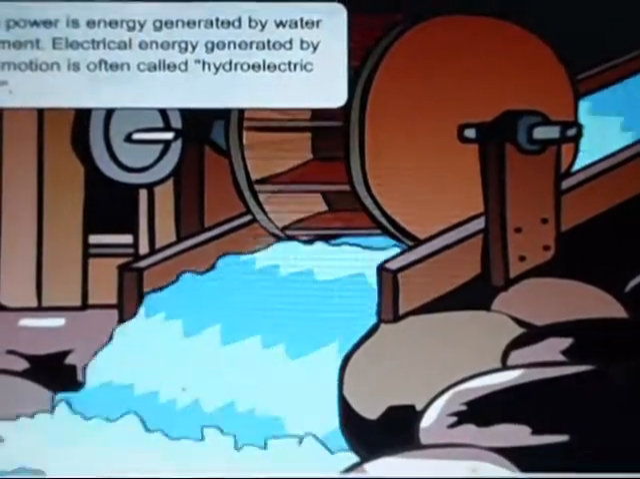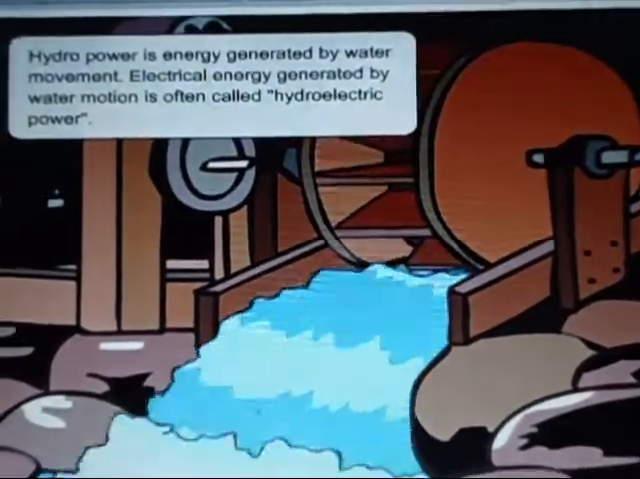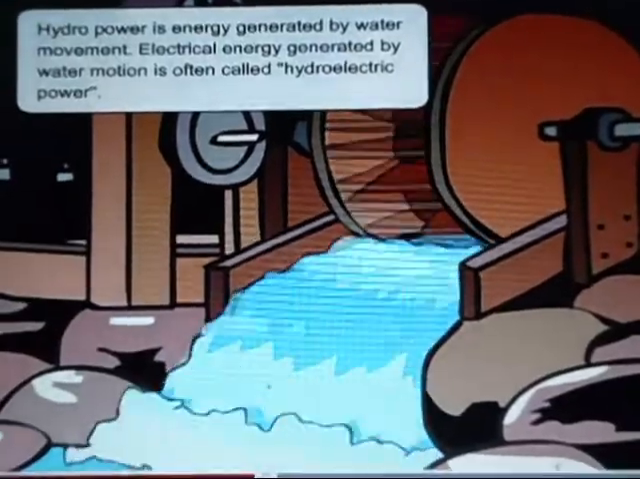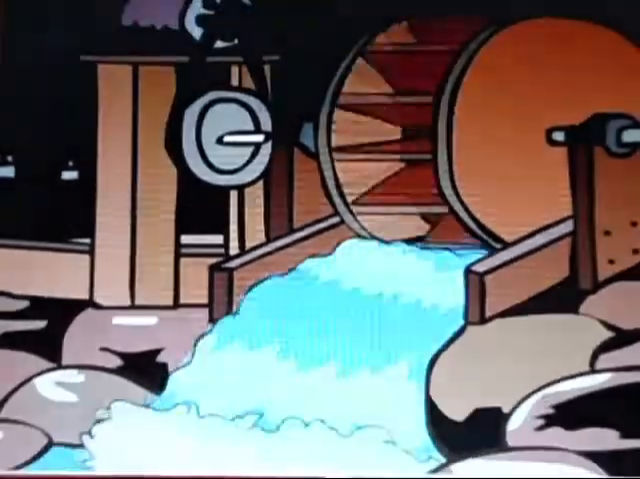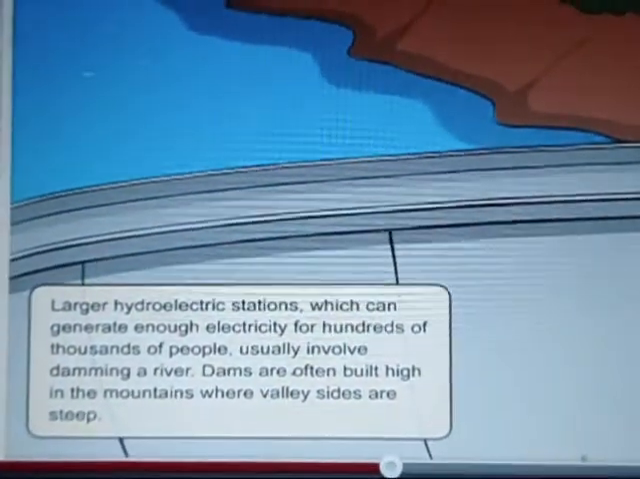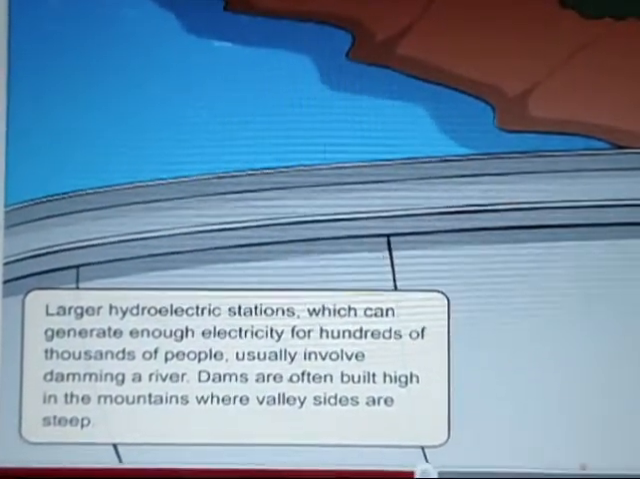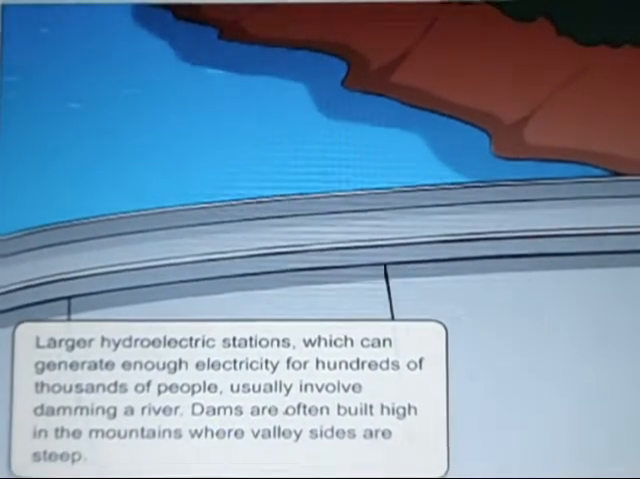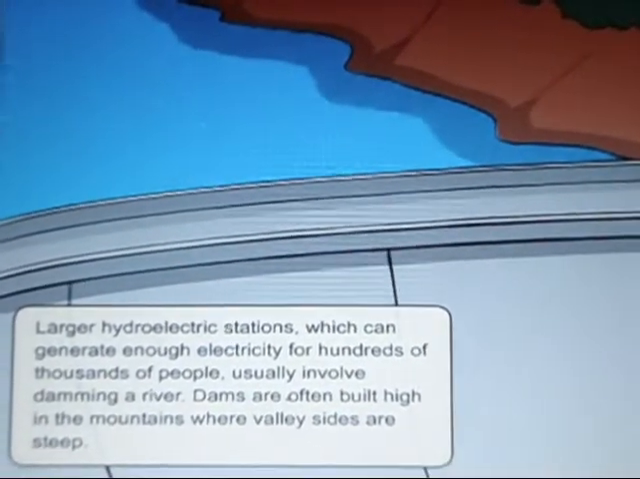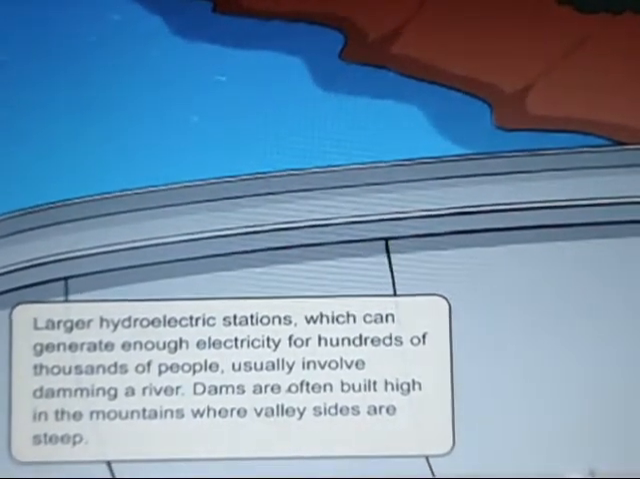Energy generated by water movement. Electrical energy generated by water motion is often called hydroelectric power. Larger hydroelectric stations, which can generate enough electricity for hundreds of thousands of people, usually involve damming a river. Dams are often built high in the mountains where valley sides are steep.